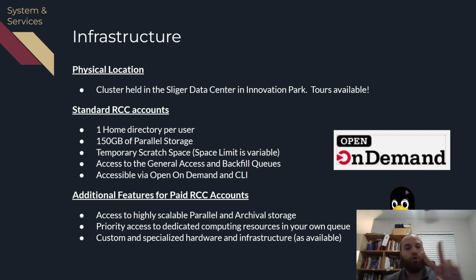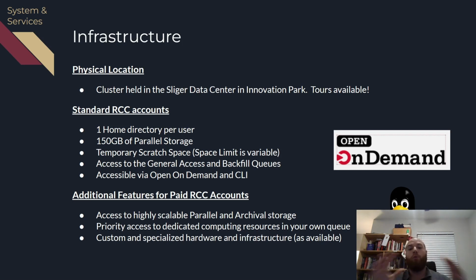Then you have access to two queues, general access and backfill queues, okay? Remember what we said about queues, those are the lines that get your jobs done. And you have access through Open OnDemand and the command line interface. This will change if you're affiliated to a specific lab or a specific class. You may get an additional queue for that class or that lab, okay? But most accounts get access to just general and backfill. Make sense?